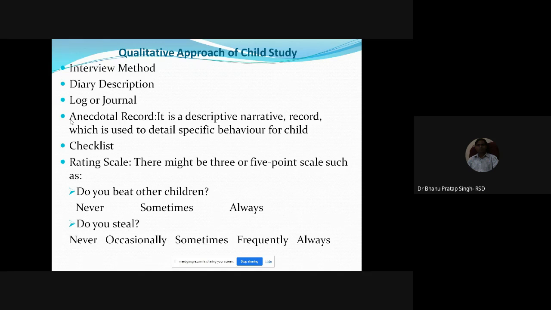The next important is the checklist. It means there is a checklist of the qualities, of the abilities of the child, and the teacher ticks yes, it is there, or it is not. Whether the student has improved or not. So he makes a set of qualities that is known as a checklist.